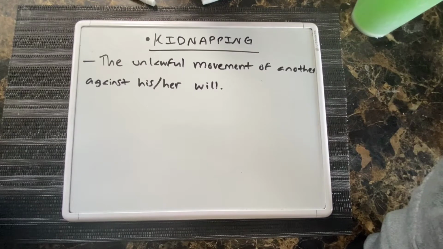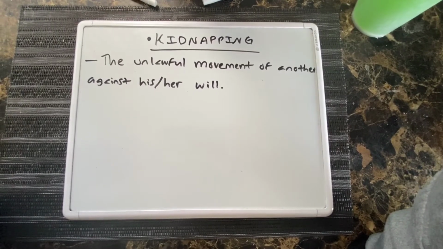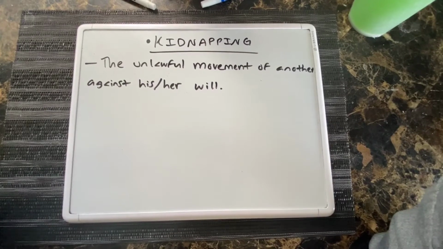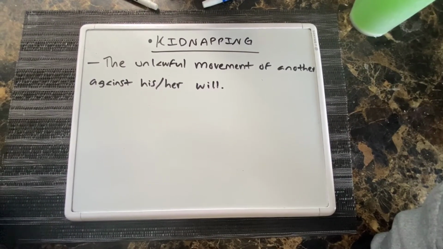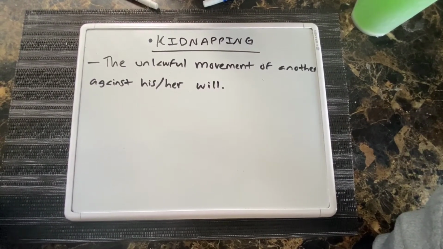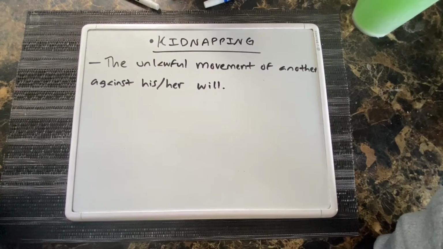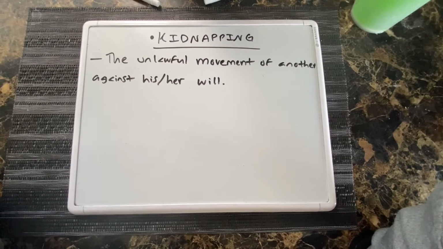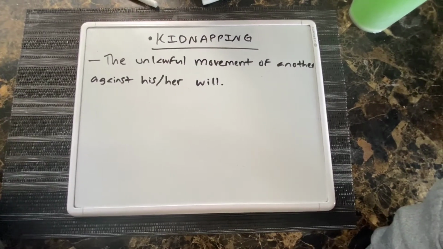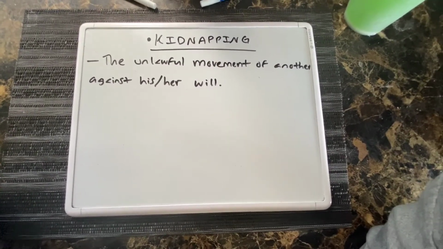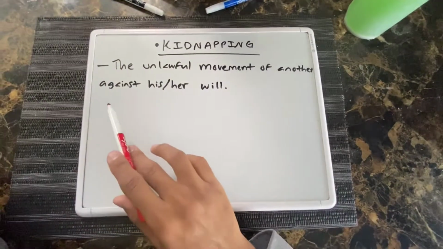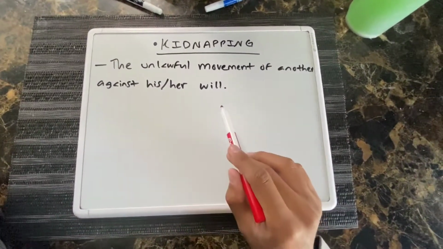And last but not least, kidnapping. Kidnapping is a felony that will come out 50% of the time, about a 50% shot on whether or not it will be on your written midterm or final exam. However, I know for sure that kidnapping will come up on multiple choice. Whether your professor gives it to you or you see it on the bar exam, this is common. So the definition of this is the unlawful movement of another against his or her own will.